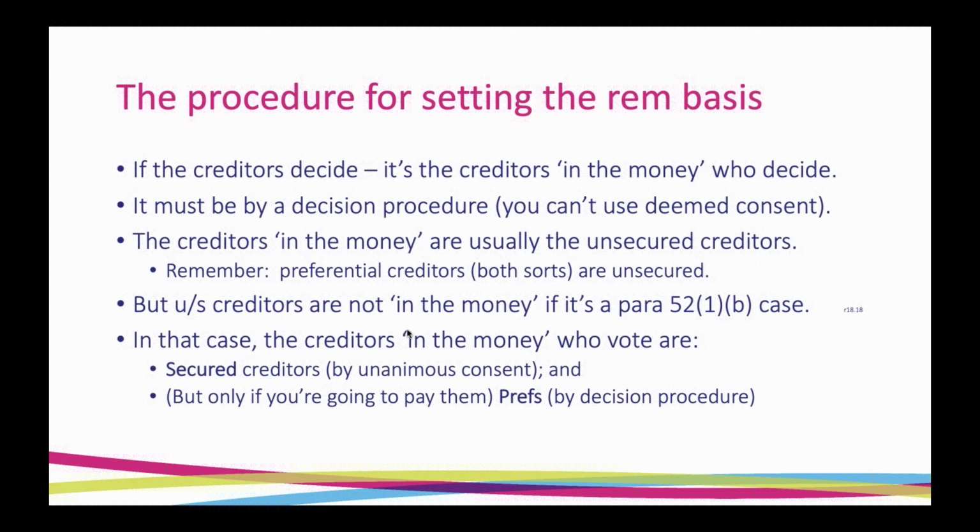But the unsecured creditors will not be in the money if it's a paragraph 52(1)(b) case. And that's a case where you said at the outset that you thought that you would be realizing assets only for the benefit of secured or preferential creditors. And in that case, the creditors in the money who vote are the secured creditors by unanimous consent, but only if you're going to be paying them, the prefs by a decision procedure.